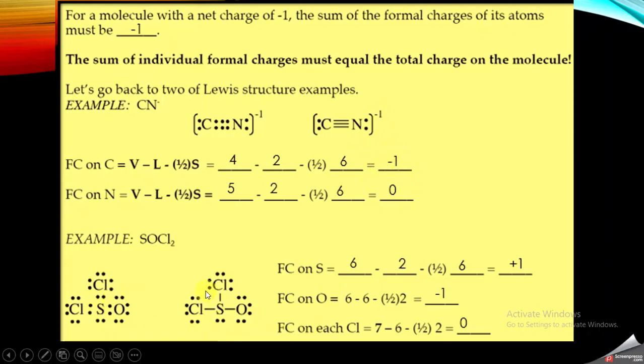Similarly, for thionyl chloride, you can calculate the formal charge on sulfur, +1, formal charge on oxygen, -1, and formal charge on each chlorine atom, which is 0. So overall, -1 and +1 plus 0 plus 0, you get overall 0 charge on the thionyl chloride. So it shows that the Lewis diagram is correct for thionyl chloride.